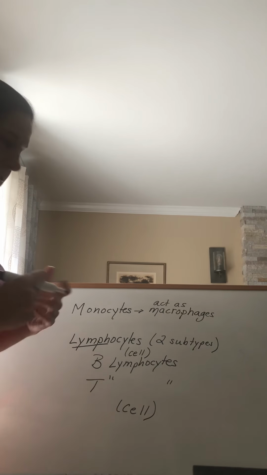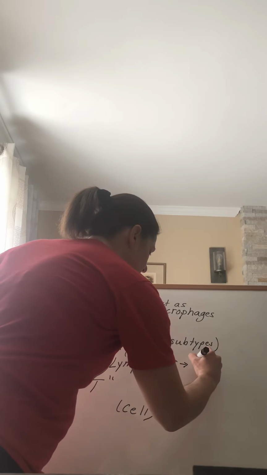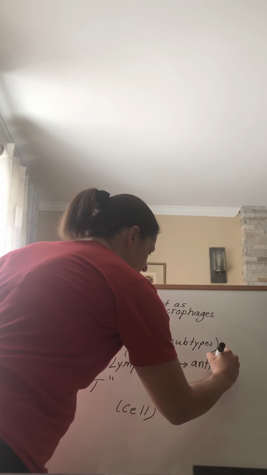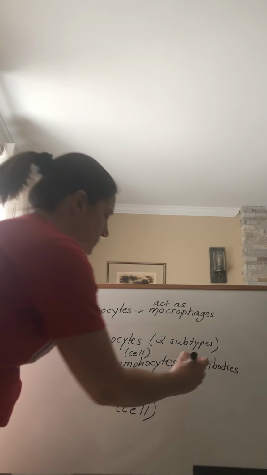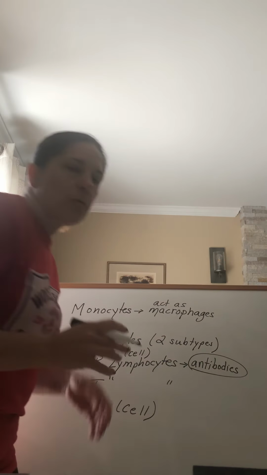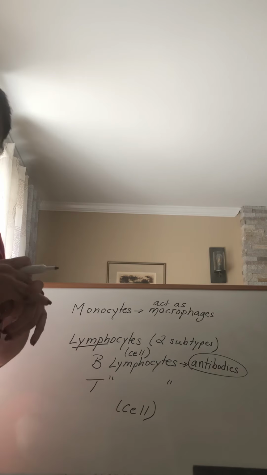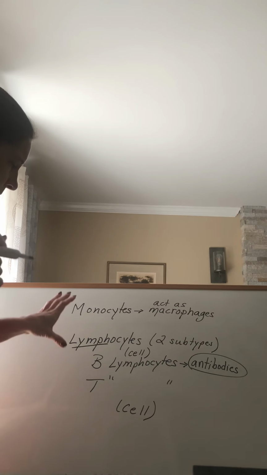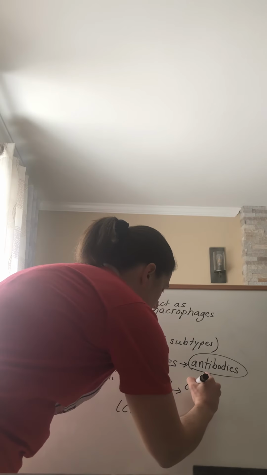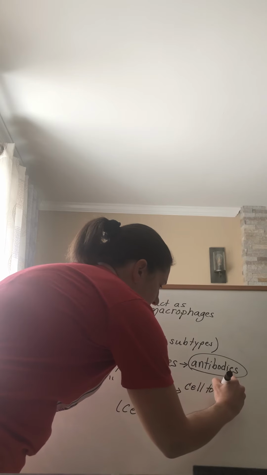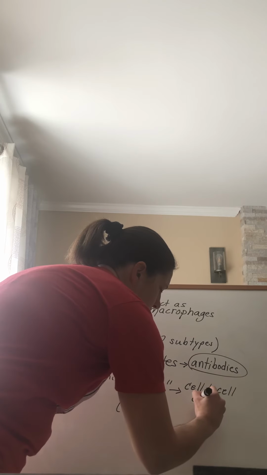B lymphocytes are the cells that help us to produce antibodies. Okay, so again, we're going to talk about what antibodies are, how they're produced, etc. when we cover the immune system. T cells are involved in what's called cell-to-cell combat. They're part of your cellular immunity.